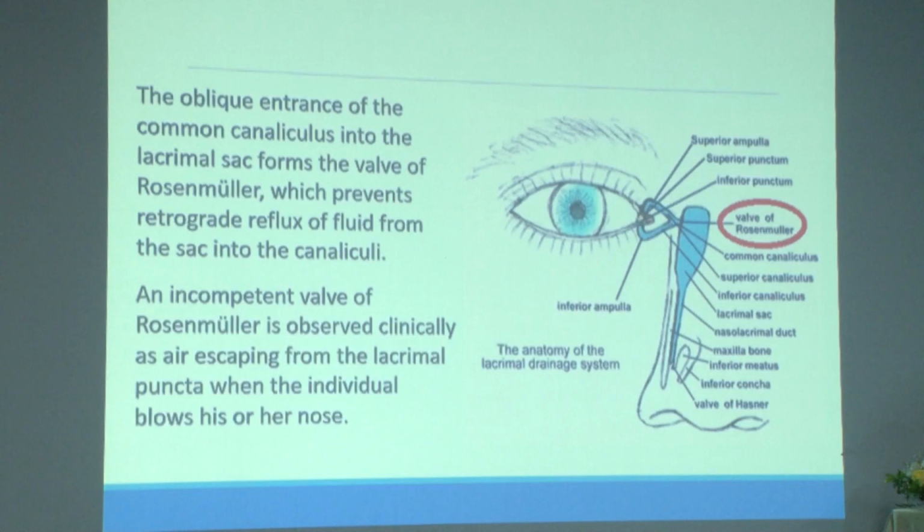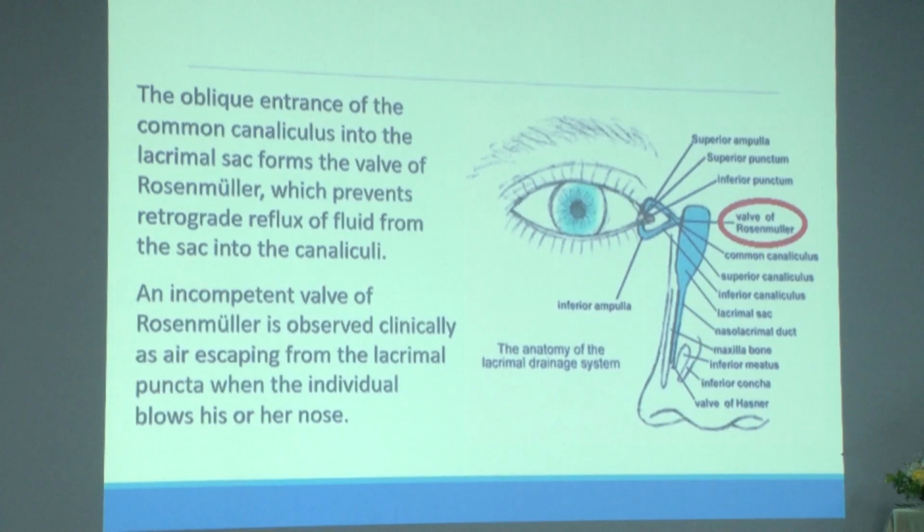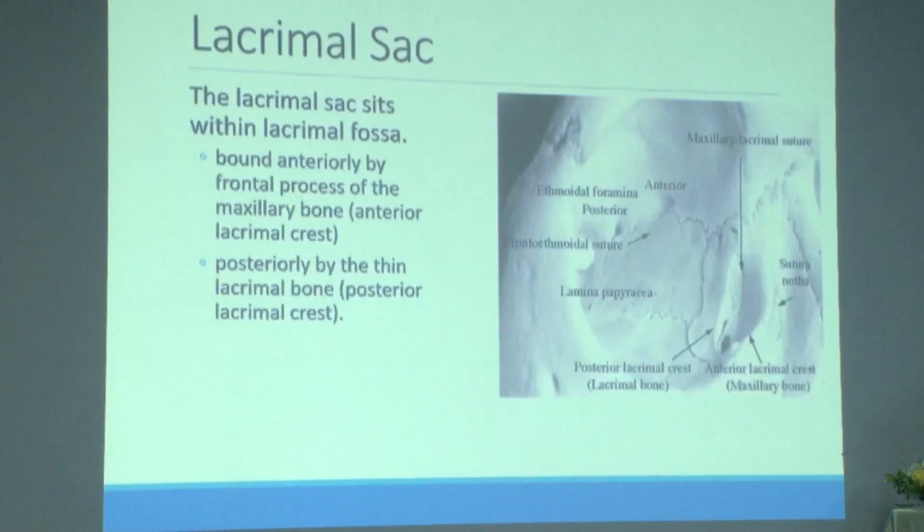So, oblique entrance of the common canaliculus into the lacrimal sac forms the valve of Rosenmuller, which prevents retrograde reflux of fluid from the sac into the canaliculi. An incomplete valve of Rosenmuller is observed clinically as air escaping from the lacrimal puncta when an individual blows her nose.